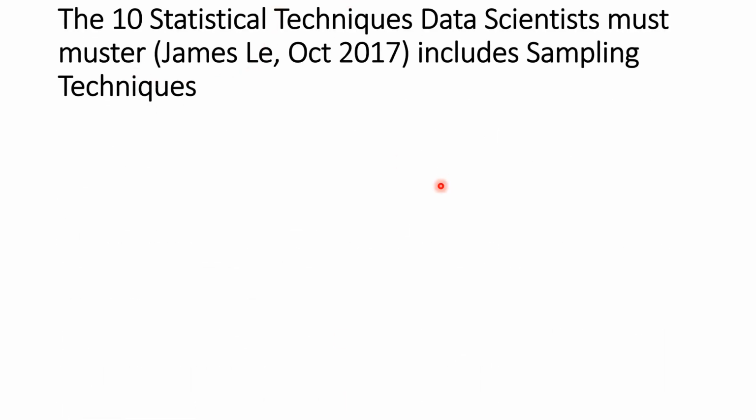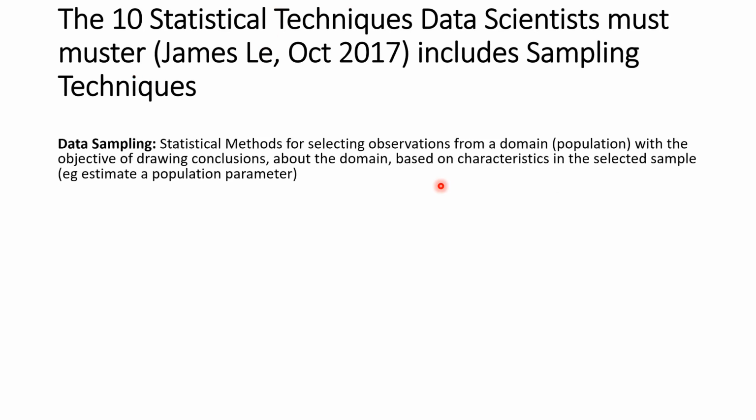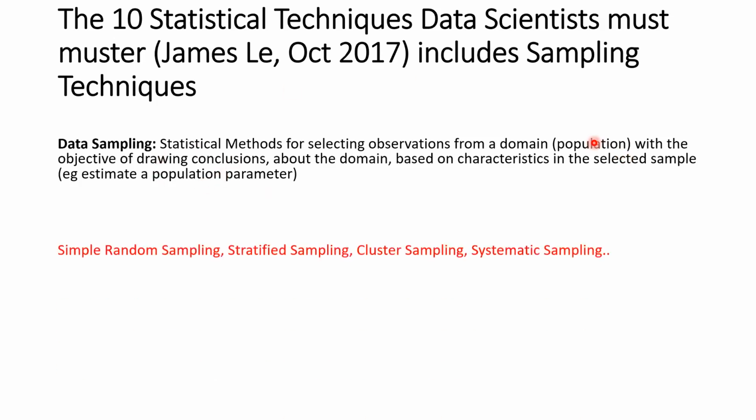So again, the 10 statistical techniques that you need to be able to master include sampling techniques and data sampling, which we've been talking about today, is where we use the population, and we might want to know the mean of the population or a proportion that belongs to a certain category, and we look at only the sample, and then we investigate the sample and we draw conclusions about the population.